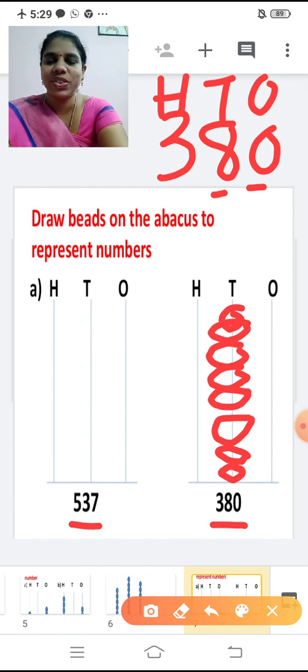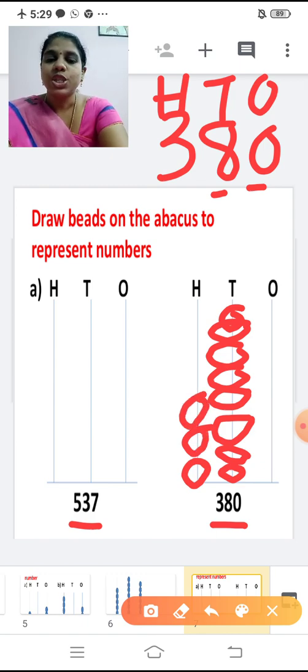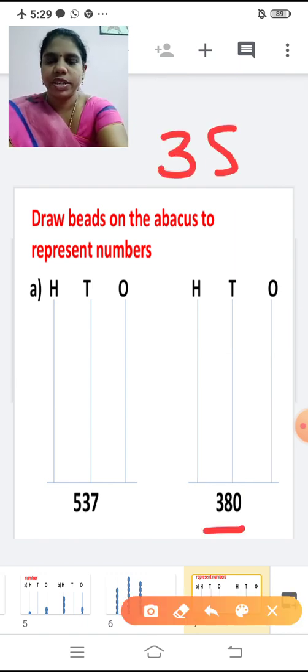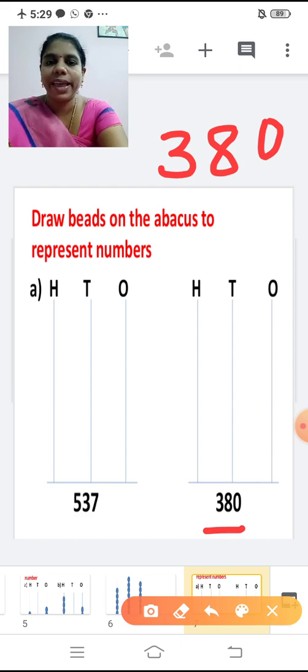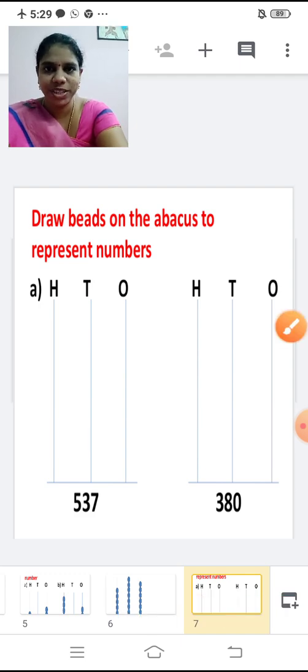Now what number is there in the hundreds place? 3. So we are going to draw 3 beads in the hundreds place. 1, 2, 3. Clear, children? So the number is 380. No need to draw any bead in the ones place as the number is 0. Then draw 8 beads in the tens place and 3 beads in the hundreds place. Shall we move on to the next sum?